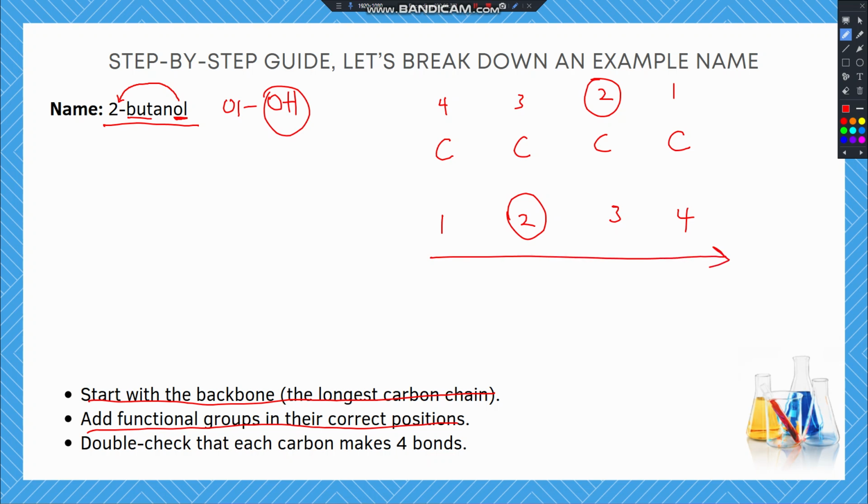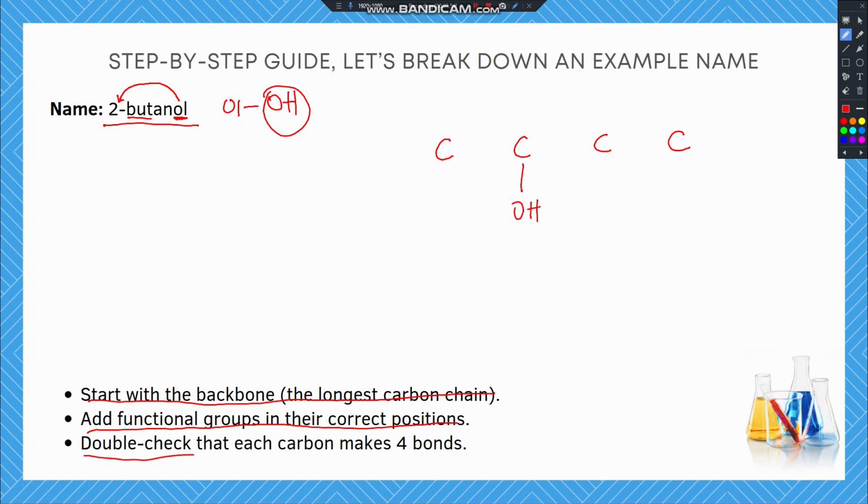That means this carbon atom will now carry the functional group OH. So let's do that very quickly. All right, so now we're identifying the OH. Now that we have done that, the next thing is to double check that each carbon makes 4 bonds. So now what that means is that we are going to fill up the remaining carbon atoms with hydrogen. All right, so now we have this carbon over here. We're going to fill the remaining bonds with hydrogen, CH3 bonded to.